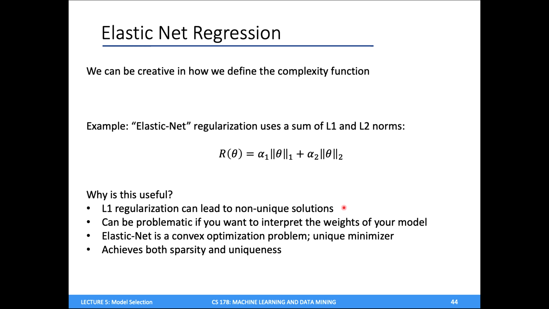One of the problems that you might run into with L1 regularization is that it can lead to non-unique solutions. The loss function you get from MSE plus an L1 penalty is not strictly convex, so it doesn't have a unique solution. But if you use this penalty, where you have the L1 norm plus the L2 norm, you get a convex optimization problem again. It has a unique minimizer. And so you can get both sparsity and a unique solution. This is nice if you want to interpret the weights of your model. You don't want to fit your model multiple times and get different answers with non-unique solutions.